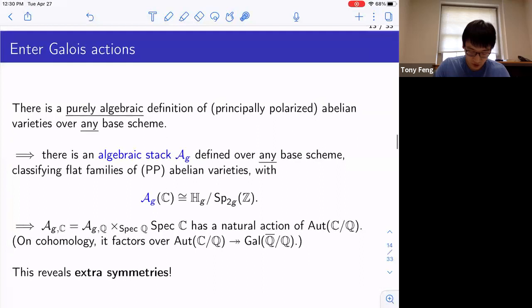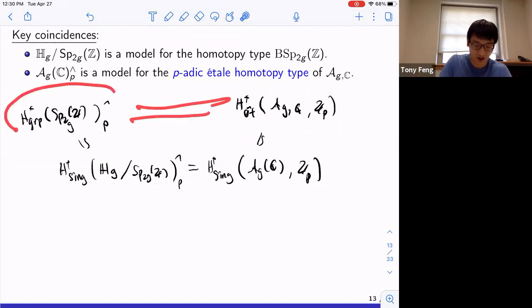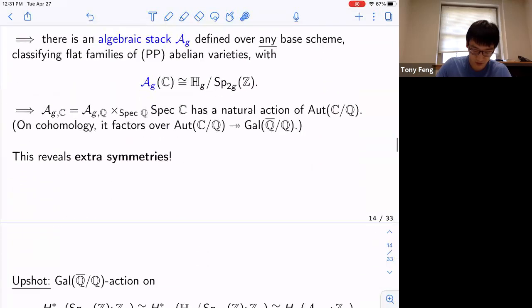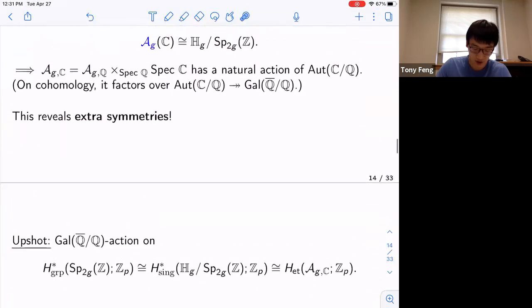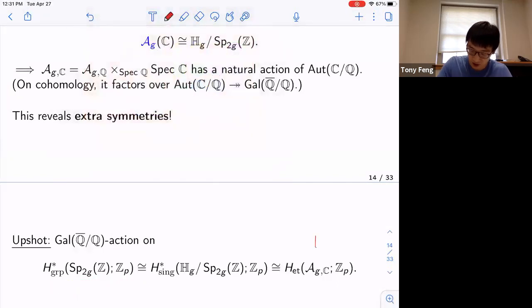Okay, so this reveals extra symmetries because this thing itself has an algebraic action of this automorphism group of the complex numbers, and it's equal to this other thing, then you see that structure on the left-hand side as well. Okay, so the upshot is you have a Galois action on the group cohomology of the symplectic group via this chain of identifications and ultimately coming from an algebraic action on this thing.